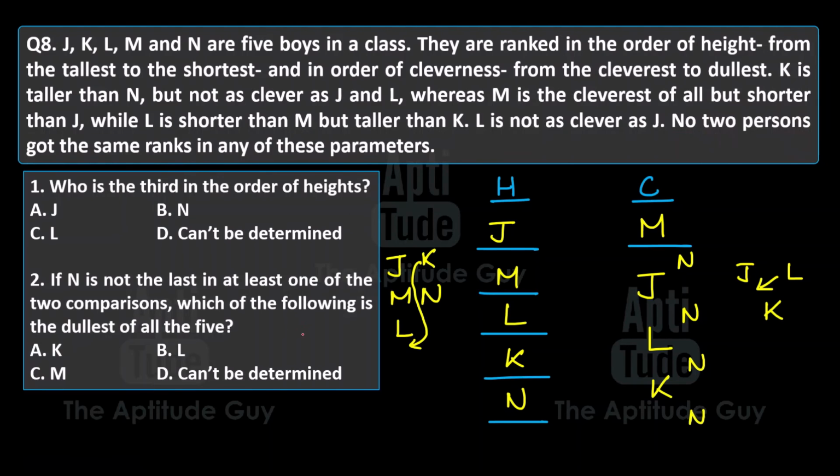Now let us solve the questions. Who is the third in order of heights? Okay, who is the third in order of heights? We have L, who is the third in order of heights. First option is option C.